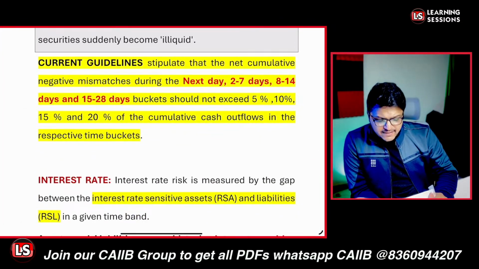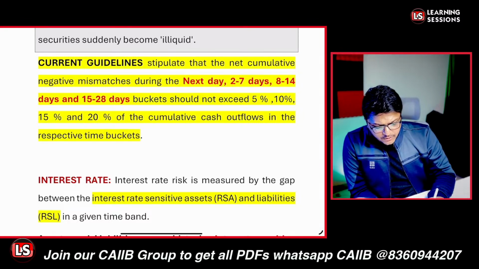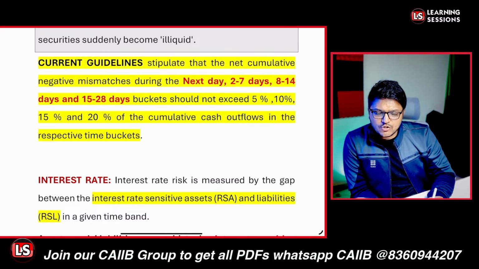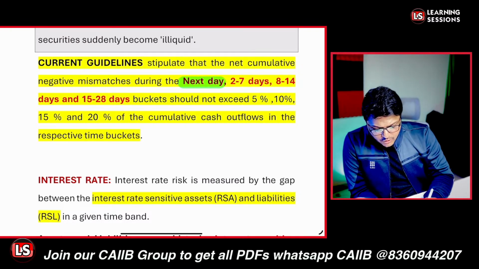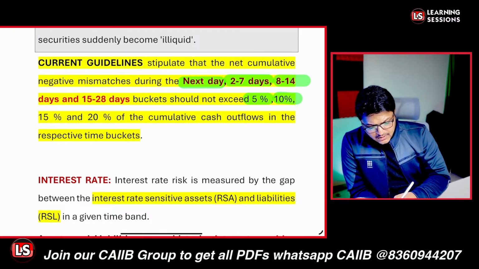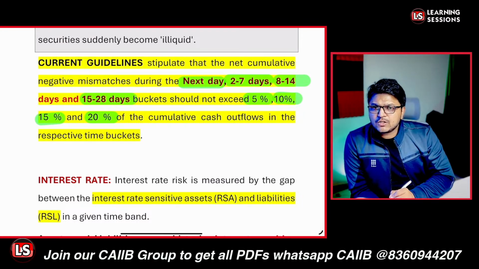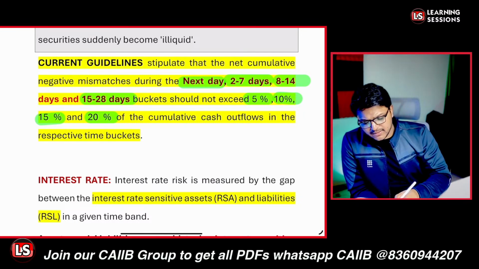And there are some other guidelines which are very important to understand. One is related to the net cumulative position: the net cumulative cash outflow for the next day should not exceed 5%, for 2 to 7 days it should not exceed 10%, for 8 to 14 days it should not exceed 15%, and for 15 to 28 days it should not exceed 20%. The net cumulative cash outflows should not exceed these limits.